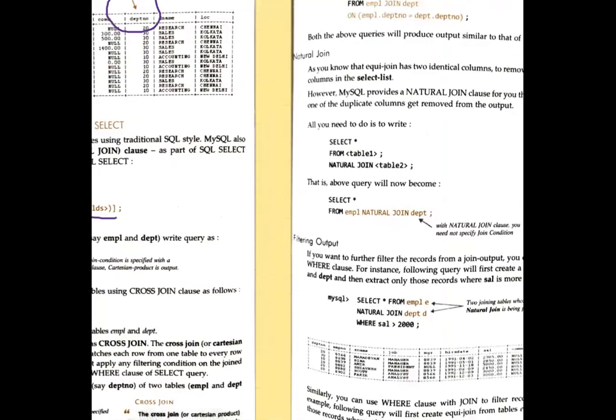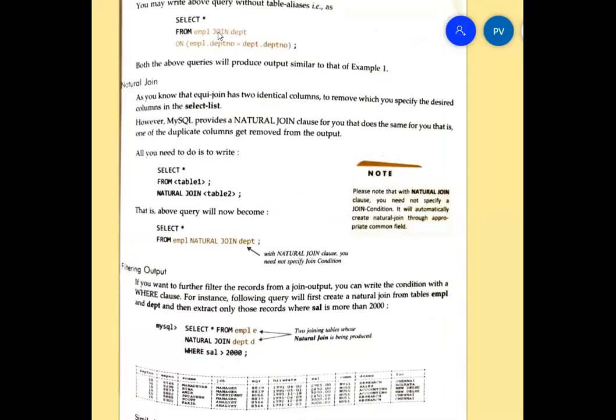Then next is, see, one example is given to you for joining. So it is what just now we have discussed, that is we can use first of all EMP join DEPT, then on, and then after on we can write any condition. Just now we have explained this, we have executed this.